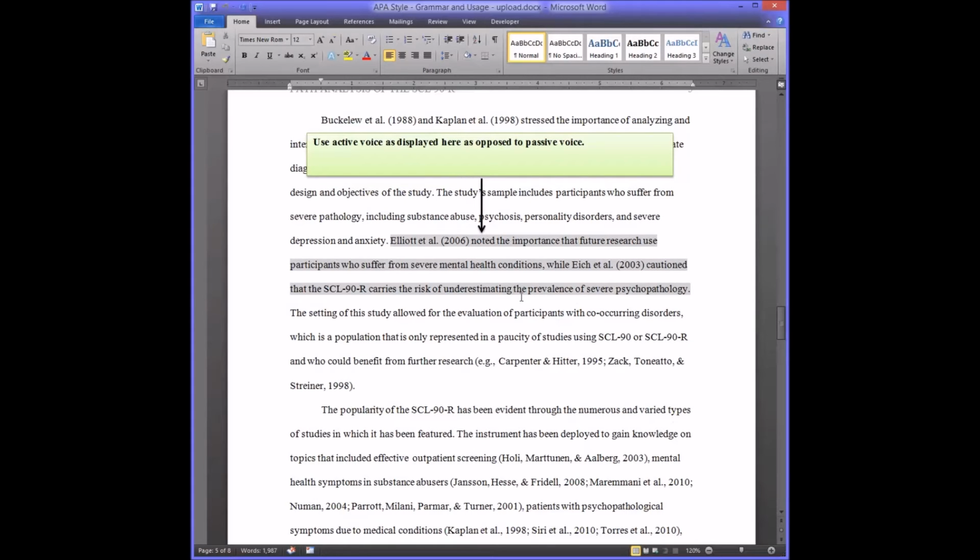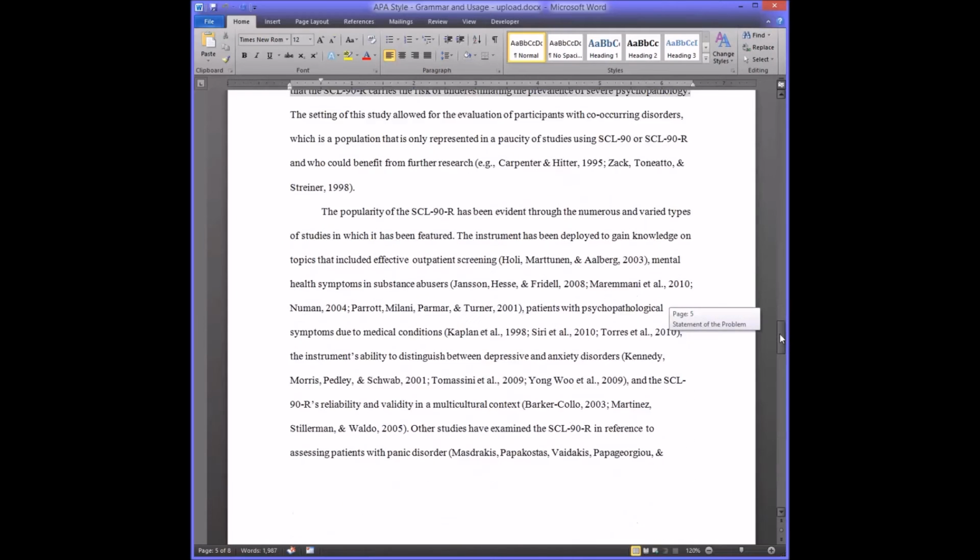An example of passive voice would be if the sentence read, the importance that future research use participants who suffer from severe mental health conditions was noted by, and then the author. So the word by is really the key word to look for when trying to root out any passive voice that may have made its way into your paper.